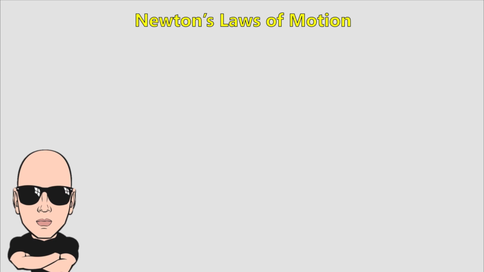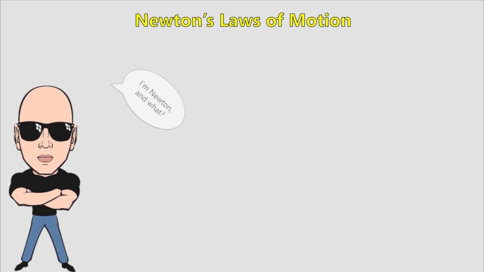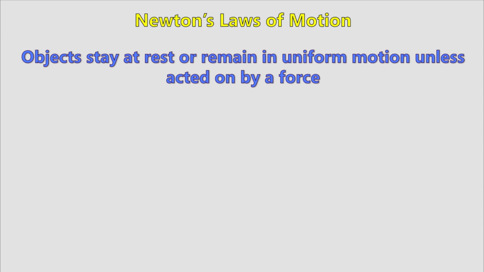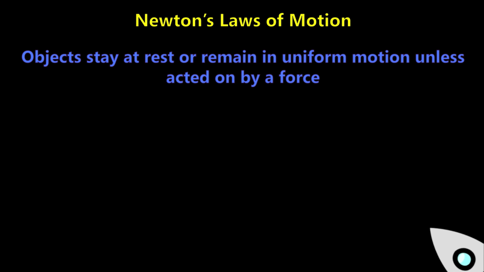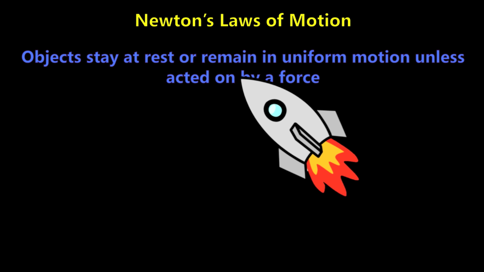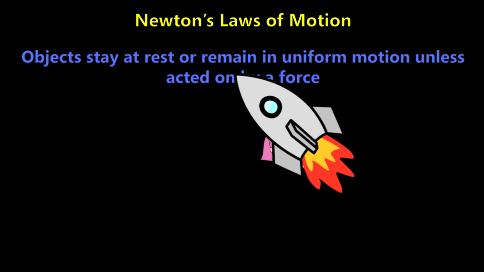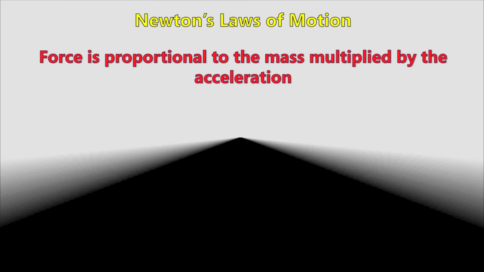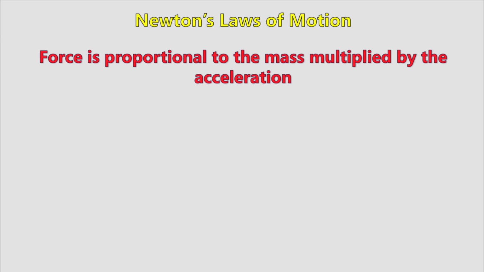So, kicking off with that, Newton and his laws of motion. His first law states that objects stay at rest or remain in uniform motion unless acted on by a force. Which basically means if you push an old lady out of a spaceship, she will continue to move at a constant velocity until acted on by another force. Or until lack of pressure causes her blood to boil, her brain to explode, and her rectum to implode. Either way. Okay, moving on.